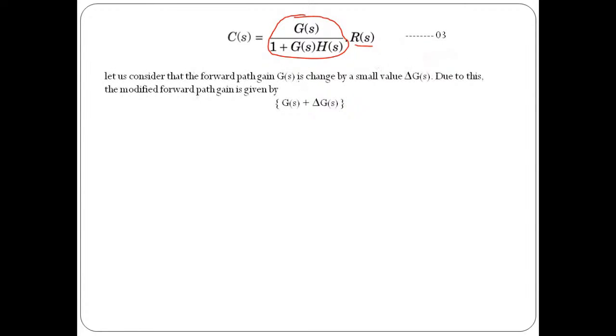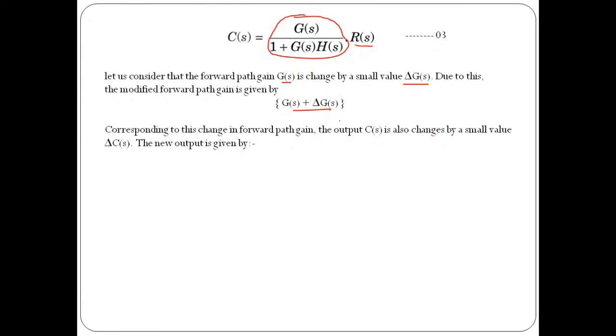Suppose we calculate the output in the previous or base case. It is going to be C(s) equals input times the gain. This is your equation number 3. Now again the same topology we need to implement, just the way we did in the previous case when dealing with open loop control system. If the value of forward path gain varies by a small value, the new gain will be G(s) plus delta G(s).